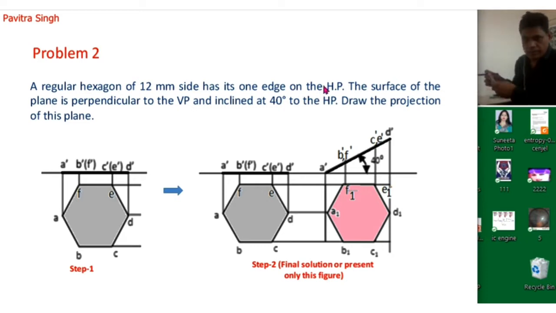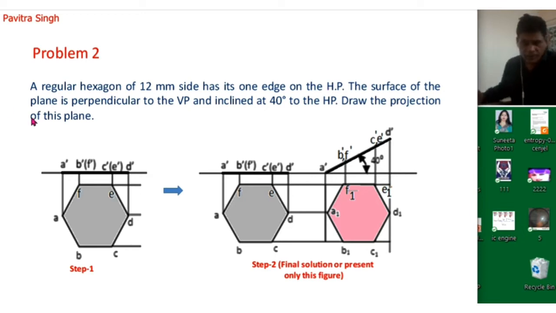Okay, it means this edge is resting on the horizontal plane and the surface of the plane is perpendicular to the vertical plane, means this is the vertical plane and this surface is perpendicular to it. That's why we can see the complete surface from the top direction and we can see only a line from the front direction. Okay, so first we will try to draw the top view of this plane because we can see this complete figure from the top.